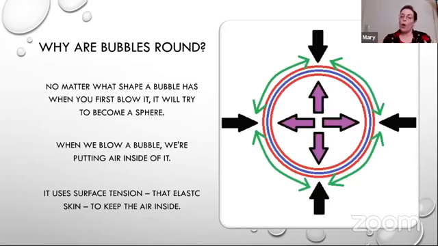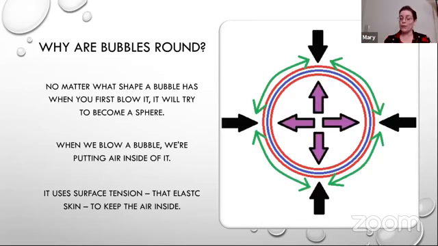When we blow a bubble, we're putting air inside of it, and it uses the surface tension of that soapy water mix to keep the air inside. So in the diagram we have here, the black arrows on the outside of the circle, that's air pressure from the outside of our bubble.